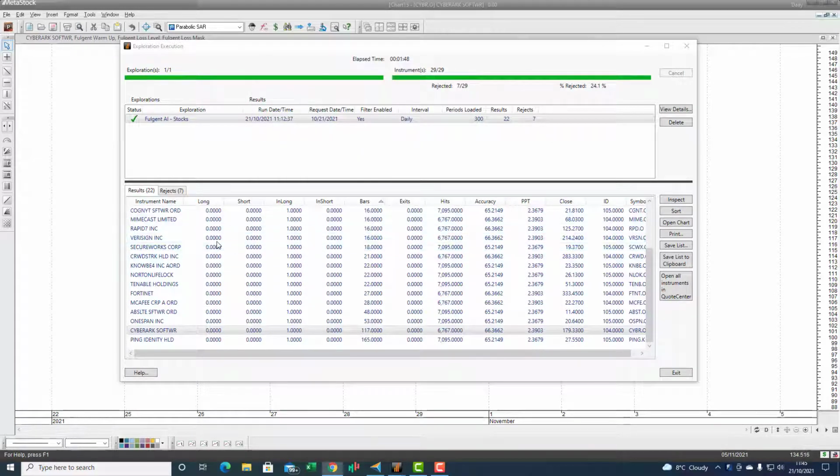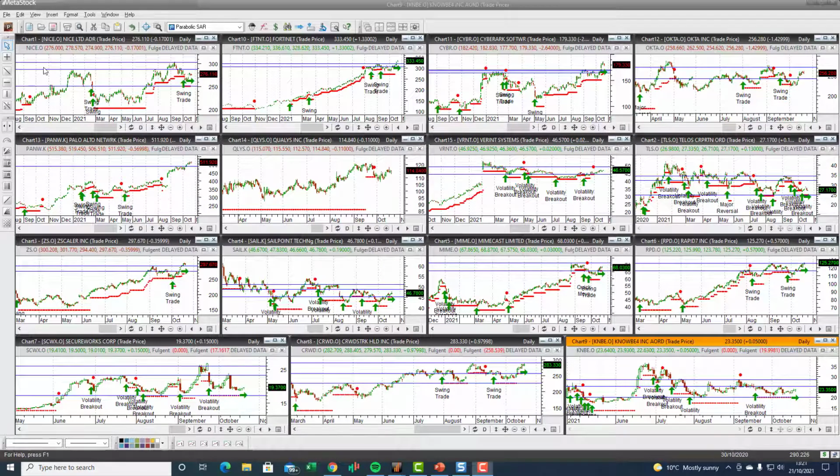So let's jump straight into the Metastock platform looking at some of the individual names. The cybersecurity stocks we're going to review are NICE, Fortinet FTNT, CyberArk CYBR, OKTA, Palo Alto Networks PANW, Qualys QLYS, Verint Systems VRNT, Telos, Zscaler ZS, SailPoint, Mimecast, Rapid7, Secure Networks, CrowdStrike, and KNBE. So these are the names we'll be reviewing in today's AI Traders Live.